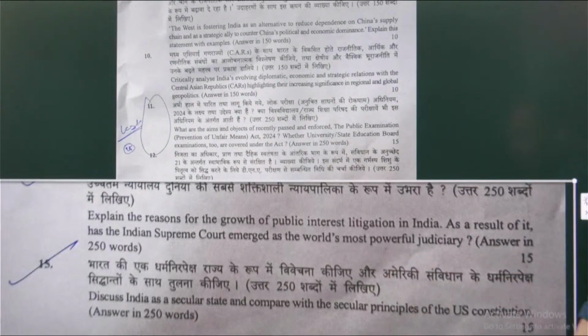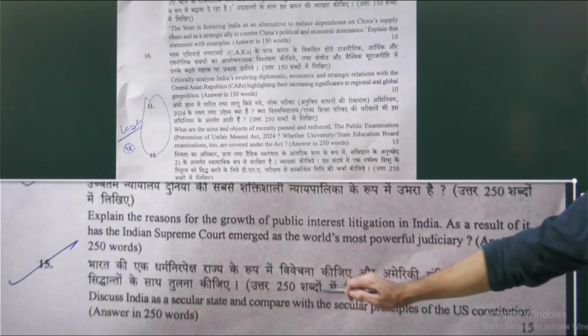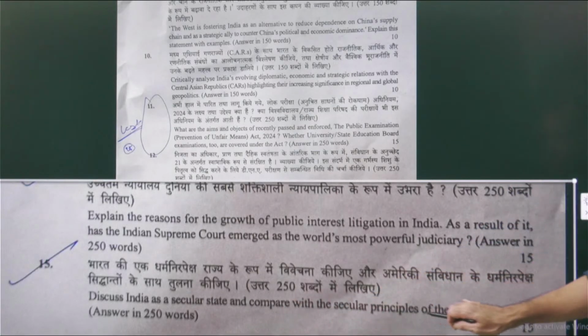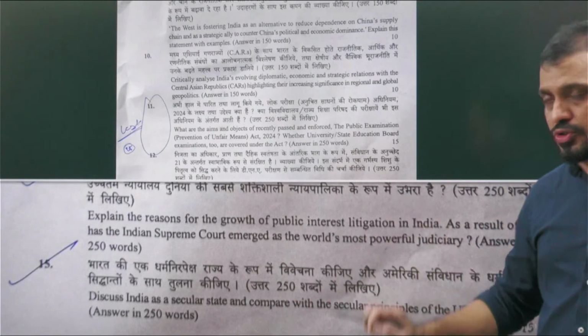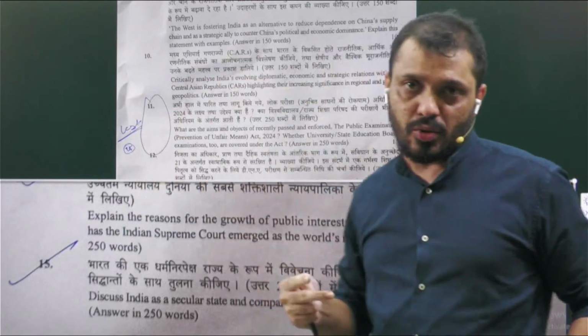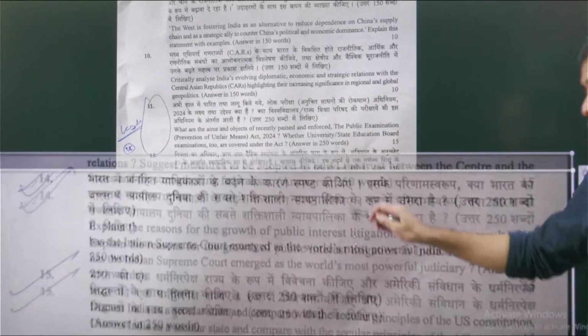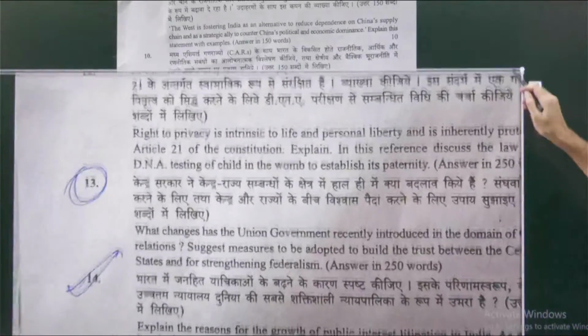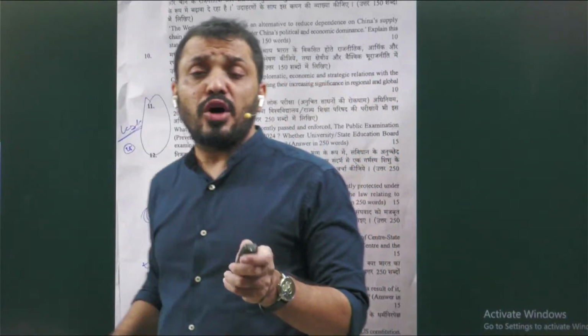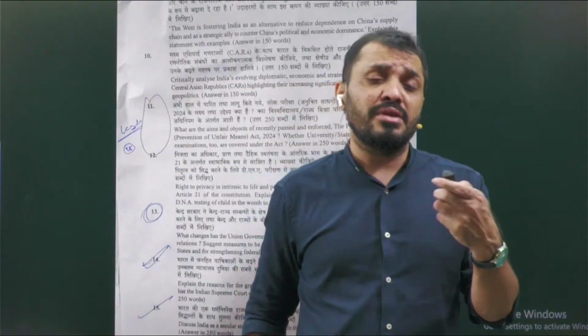నెక్స్ట్ క్వశ్చన్ నెంబర్ 15. Discuss India as a secular state. This is again regarding the fundamental rights and compare with the secular principles of the US Constitution. This is about the Indian Constitution in comparison to other countries' Constitutions. Okay, other country Constitution. This is also a very static question. Indian Constitution, secularism with other countries. So this is about India following positive secularism, whereas America follows negative secularism.